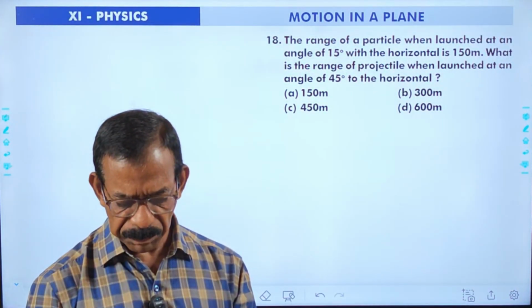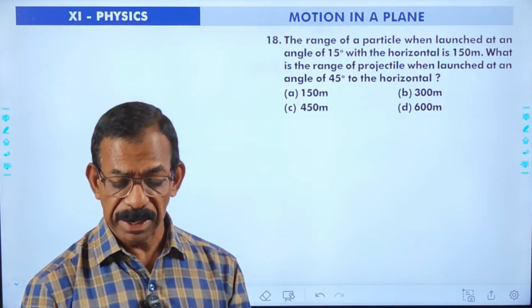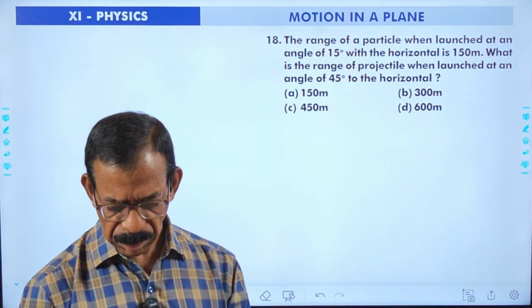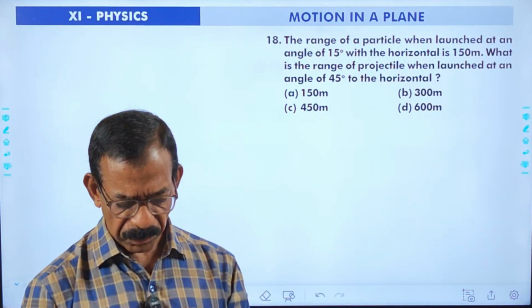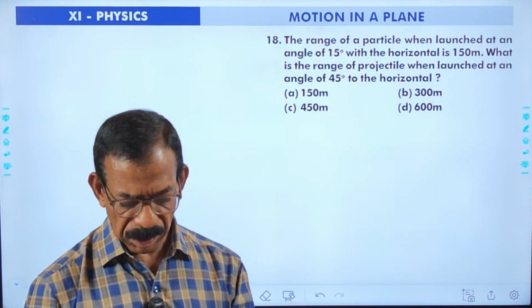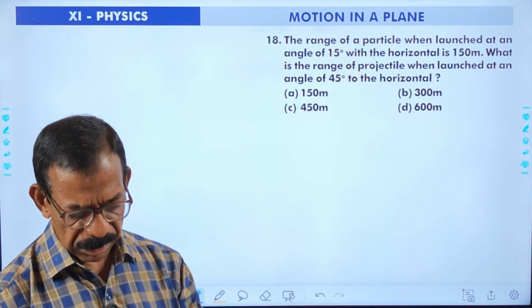Now there is question number 18. The range of a projectile when launched at an angle of 15 degree with the horizontal is 150 meter. What is the range when launched at 45 degree to the horizontal? When launched at 15 degree with the horizontal, the range is 150 meter.